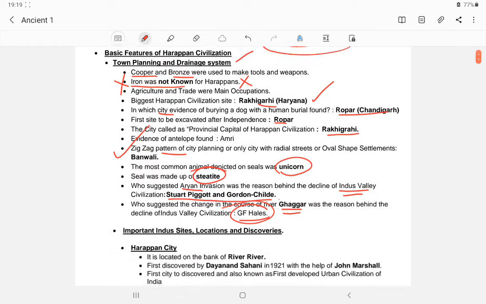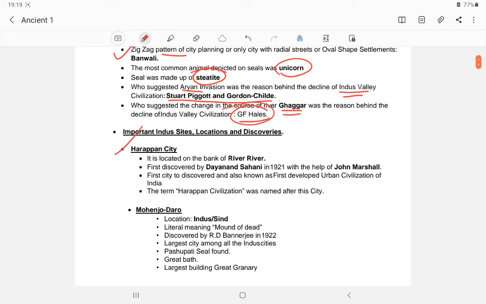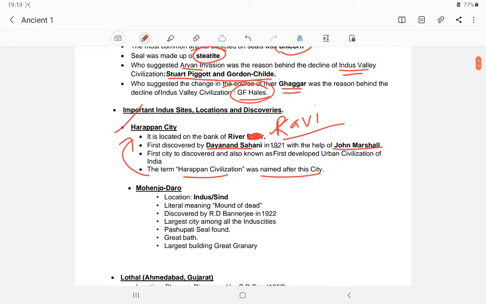Let us go to the various Harappan sites. First, Harappa is located on the banks of the river Ravi. It was first discovered by Daya Ram Sahni in 1921, under John Marshall. Mohenjodaro means Mound of the Dead, discovered by R.D. Banerjee in 1922. The Pashupati Seal, Great Bath and Great Granary were found here, and it is located in Sindh.